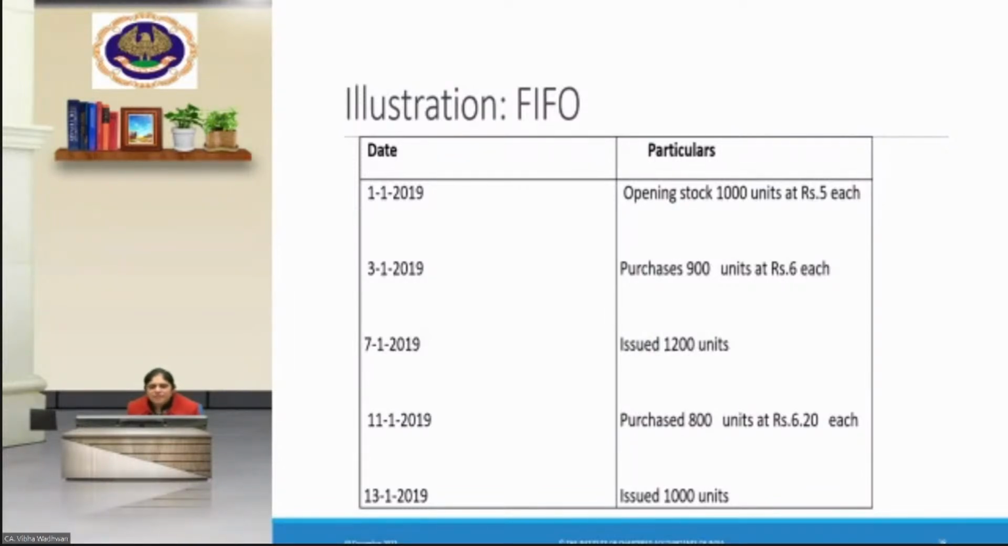Then on 7 January, we have issued 1,200 units for production. This is the store's ledger where we record the opening balance, all the purchases we have done, the issues we make to production, and then fresh purchases. Fresh purchases happen continuously and issues also happen continuously, so we follow date wise. We just have to follow a date and accordingly record the purchase or the issues and then the balance.